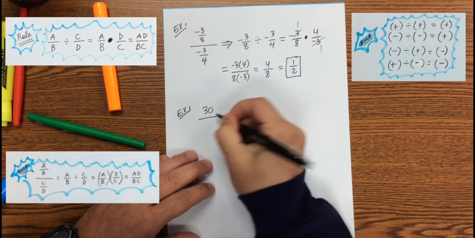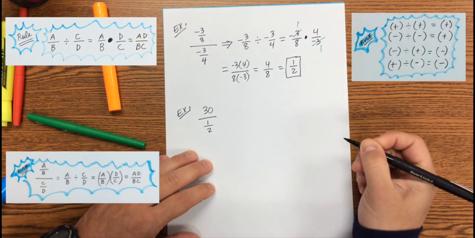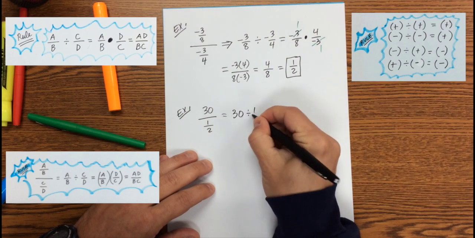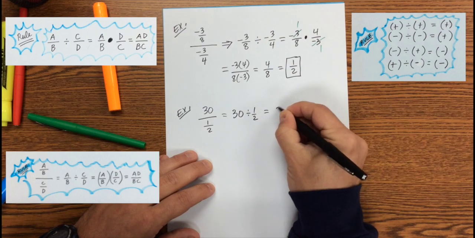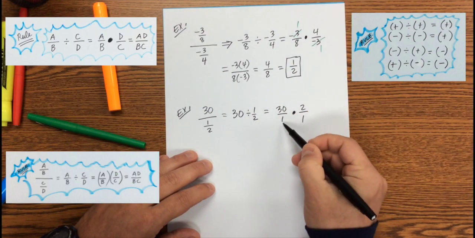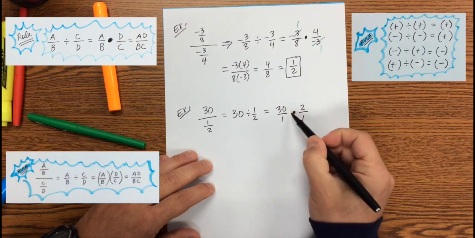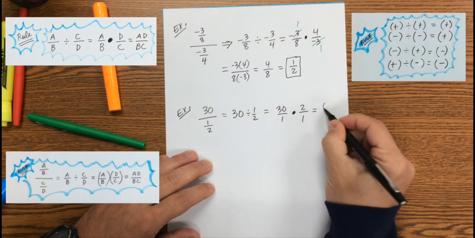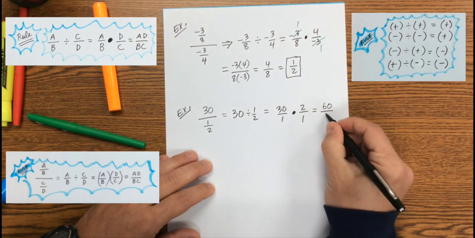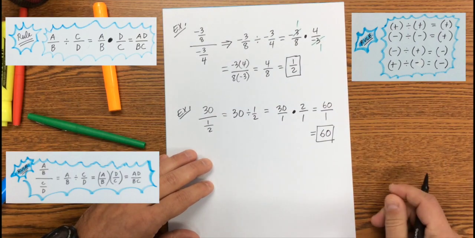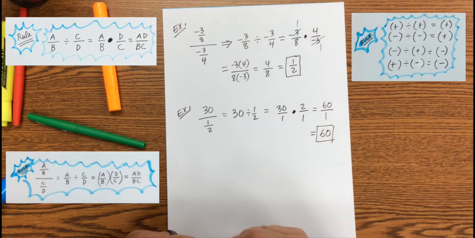30 divided by 1/2. Yeah, it looks really ugly, but we know that what this means is this, and what this means is really this. I just put 30 over 1 again, and took the reciprocal of the second term and turned it into a multiplication problem. And then again, numerator times numerator over denominator times denominator, and 60 over 1 simplifies to 60. So I think you've seen all the different types of problems that you're likely to encounter in your homework.